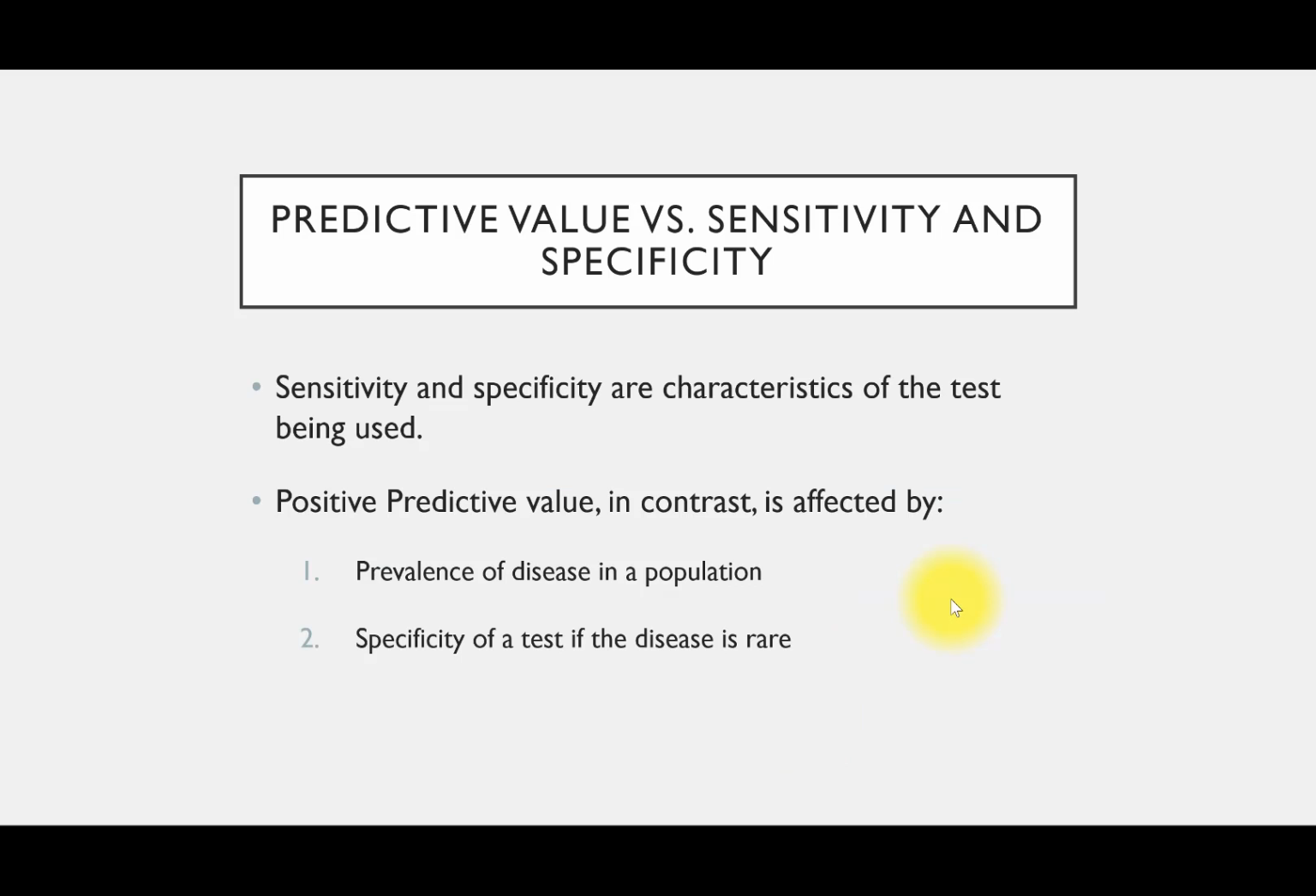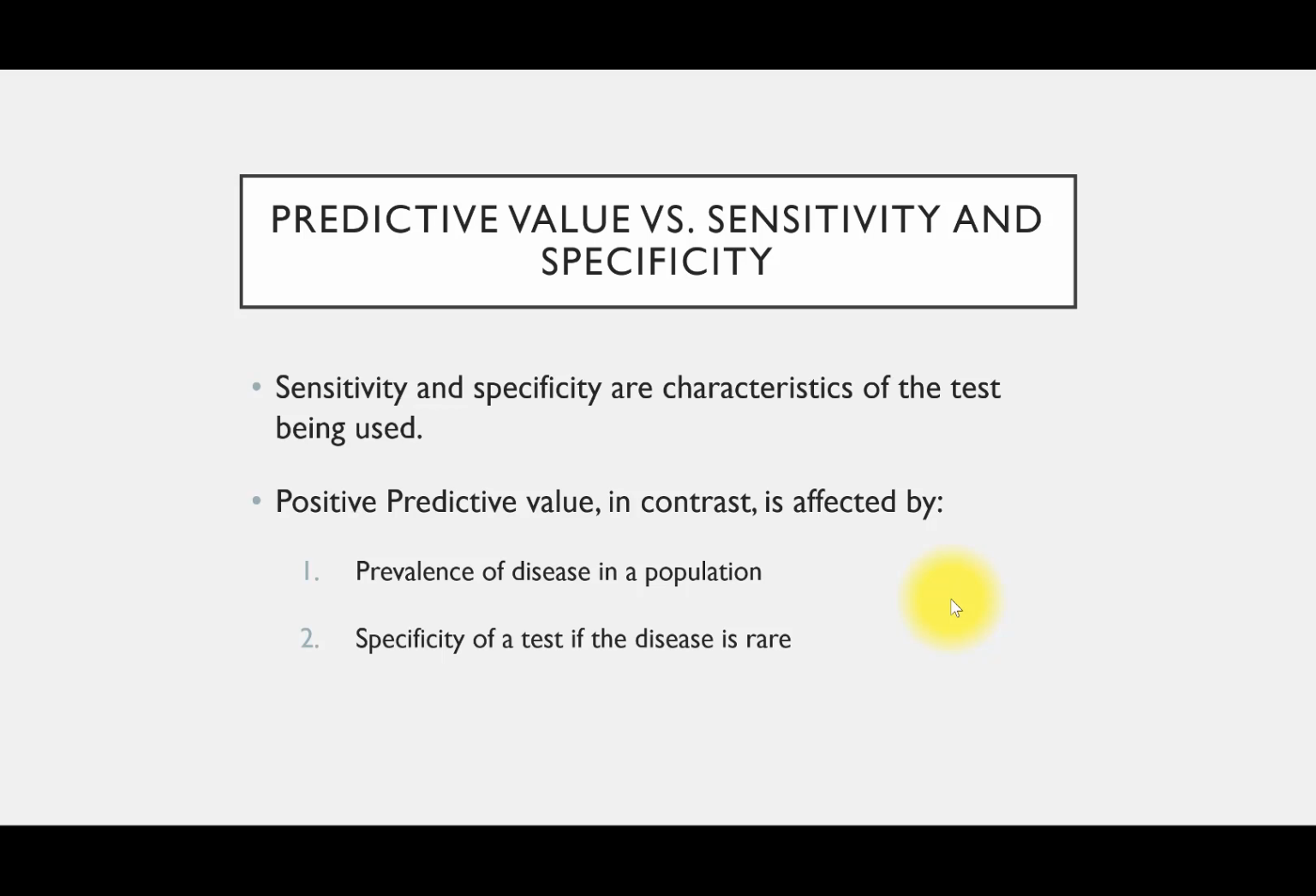Sensitivity and specificity, as we said previously, are characteristics of the test being used. Positive predictive value is affected by two factors, which are how prevalent a disease is, and, in a rare disease, what is the specificity of the test being used. To further understand this concept, you can read Table 5.8 from your book, where it compares two populations, one with a 1% disease prevalence and the other one with a 5% prevalence. If you run the calculations, you will see that the higher the prevalence, the higher the positive predictive value will be.